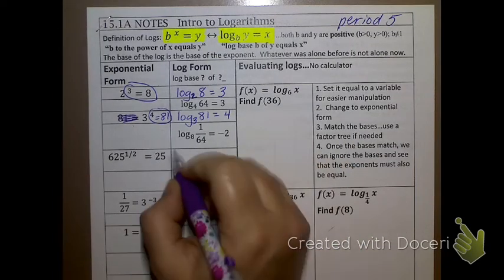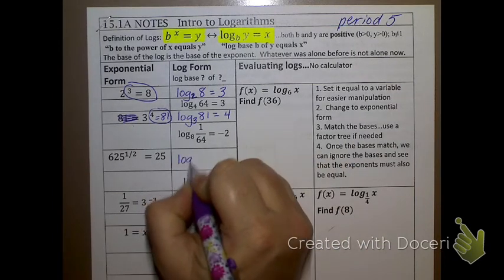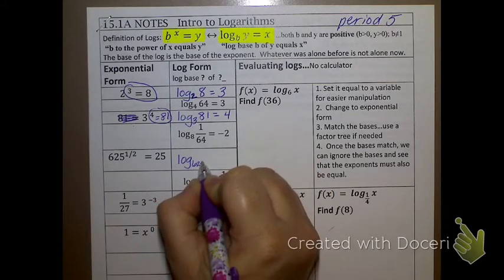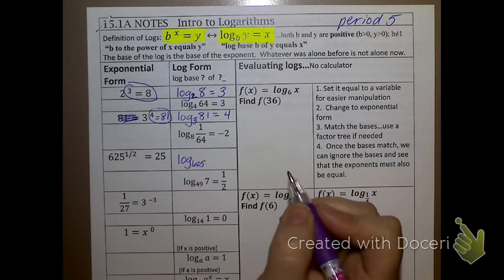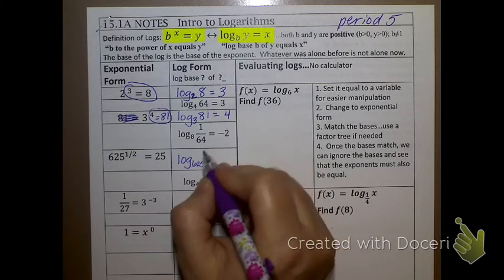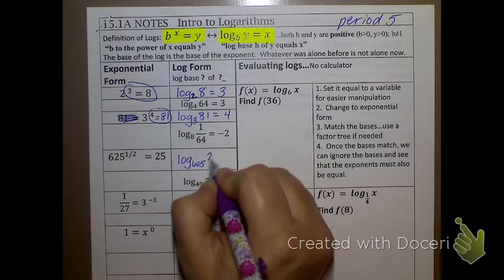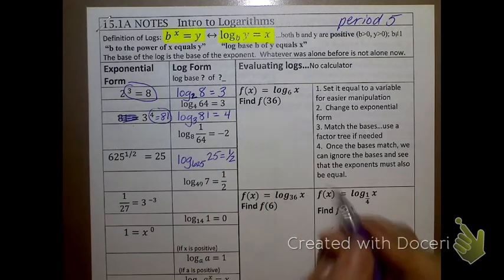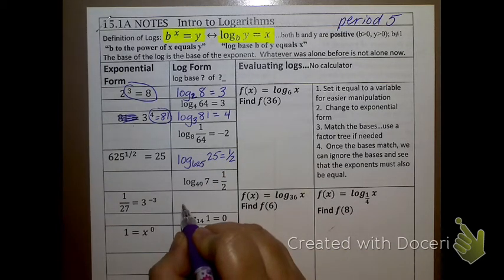How about this guy? Log base what? 625. Yes, you can have large numbers. Yes, you can have fractions as bases even. Of what number? 25 equals 1/2.